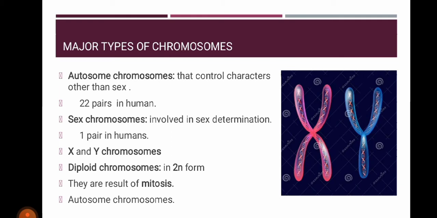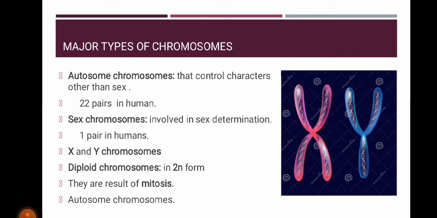There are 22 pairs of autosome chromosomes in the human, while the sex chromosomes are those that are involved in sex determination. They determine whether the organism will be male or female, and there is only one pair of sex chromosomes in the human being. X and Y chromosomes are the sex chromosomes. In the picture you can see.